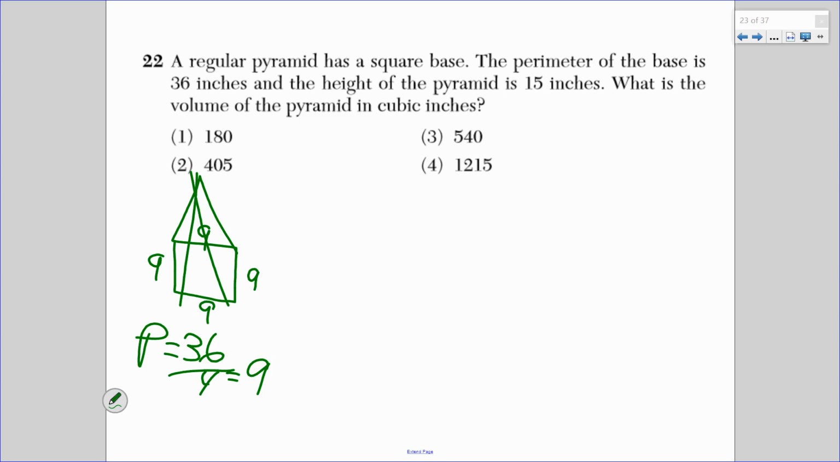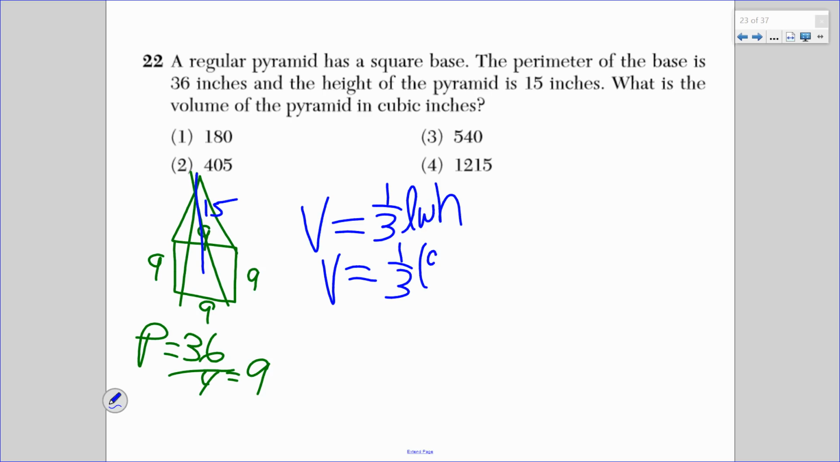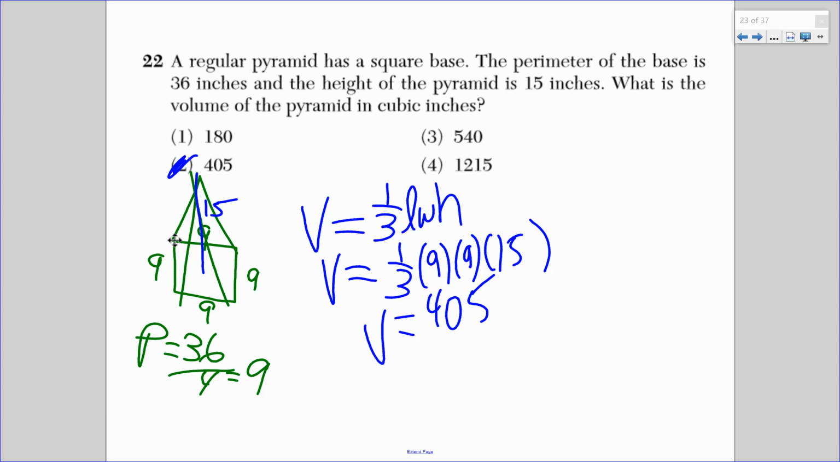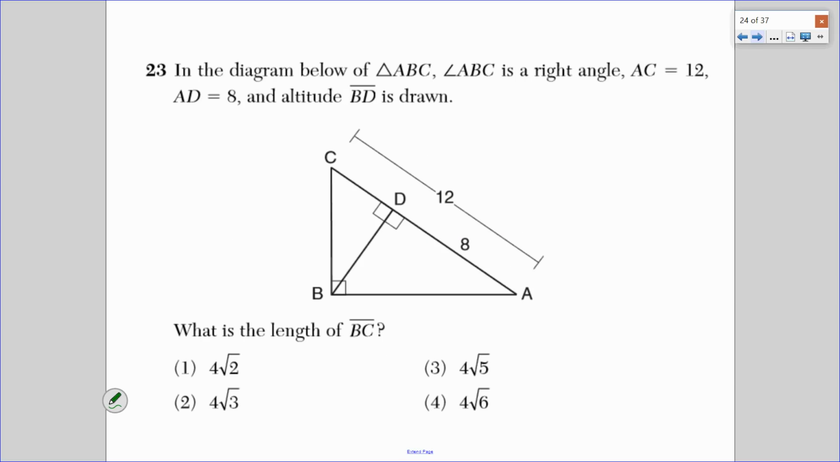The height of the pyramid is 15. Again, see how this looks in my picture. Where's the volume? Well, the reference sheet puts that B on there, but what you need to know is that it's 1/3 length times width times height. My length and width, because it's a square, are both 9, and my height is 15. I put that into my calculator, and it tells me that the answer is 405. Know how to do volume. Volume is a lot of points on the previous exam.